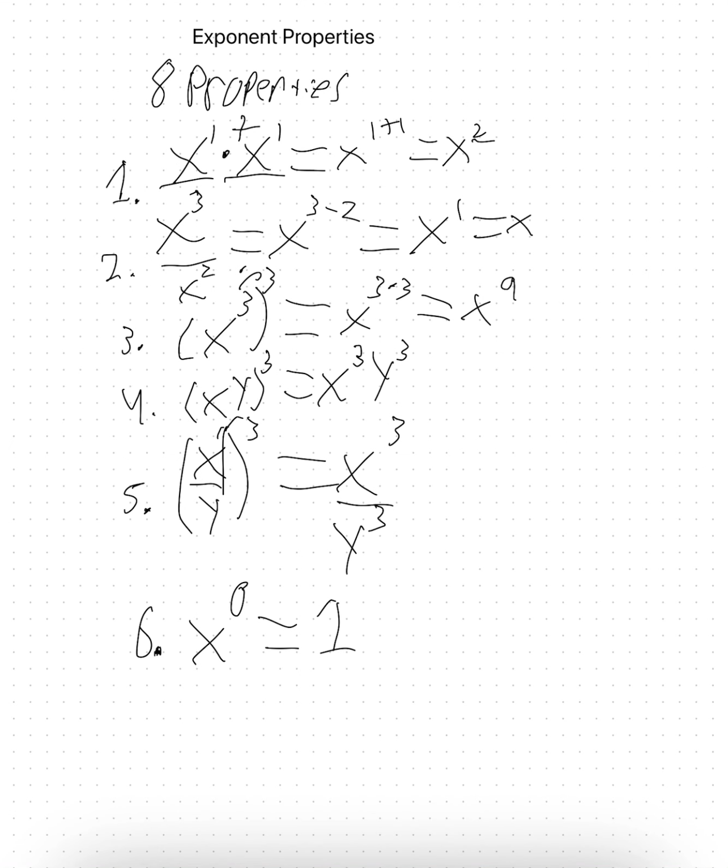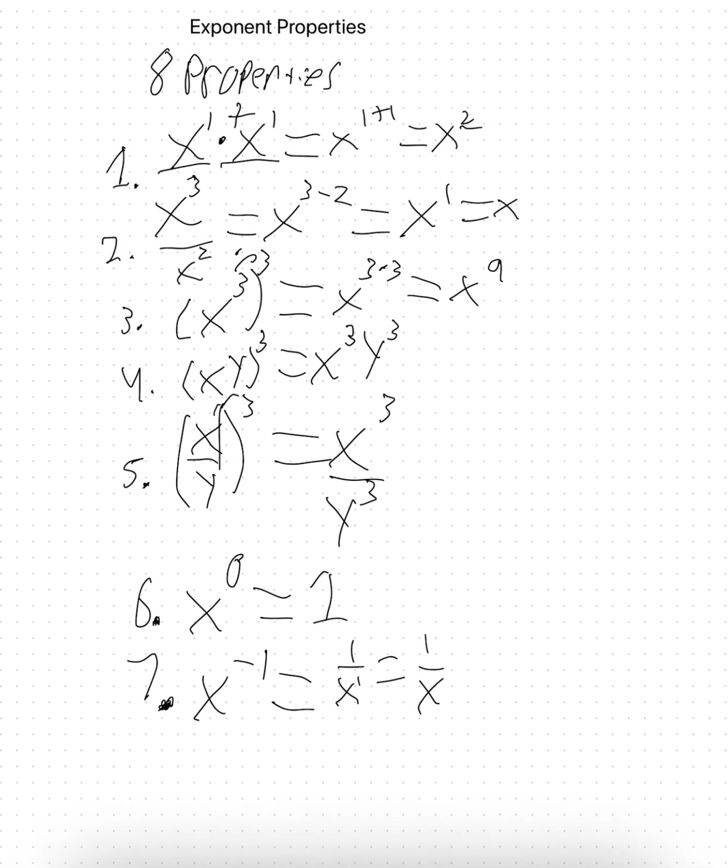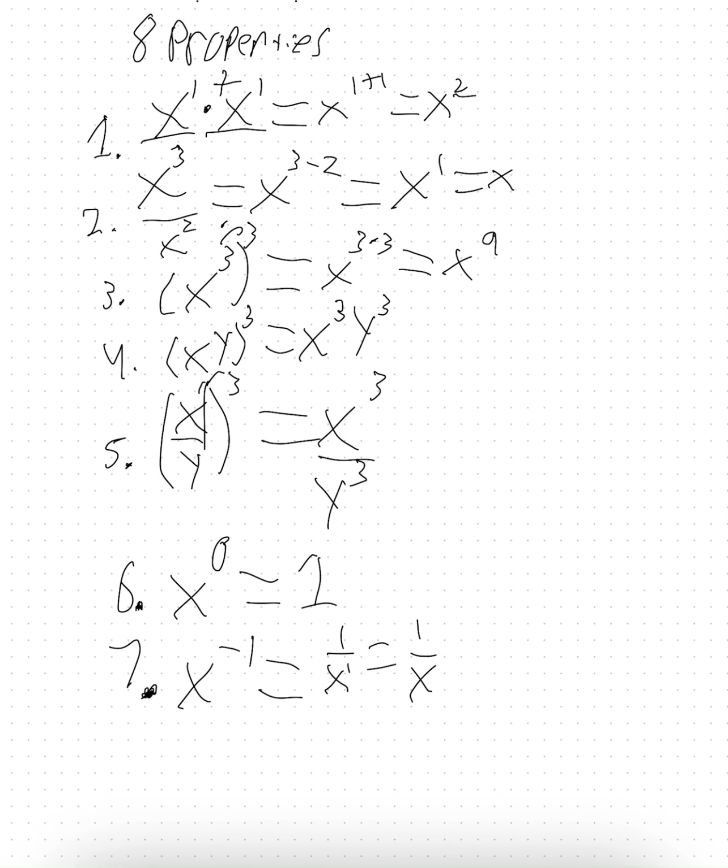Now, a negative exponent says that x to the negative 1 equals 1 over x to the 1, which equals 1 over x. Okay. So when we have a negative exponent, we take the reciprocal, we flip it. Since there's an imaginary 1 here, we can flip it, okay?